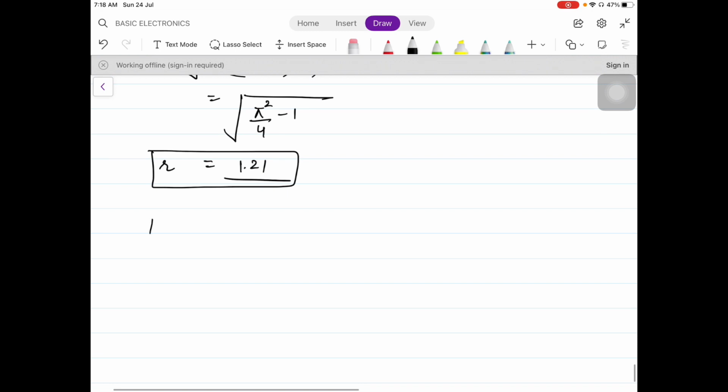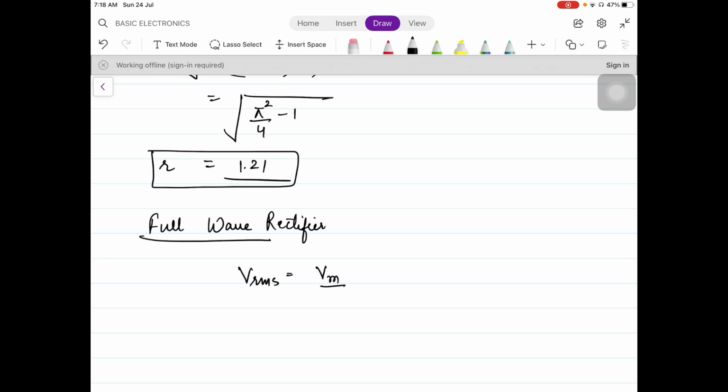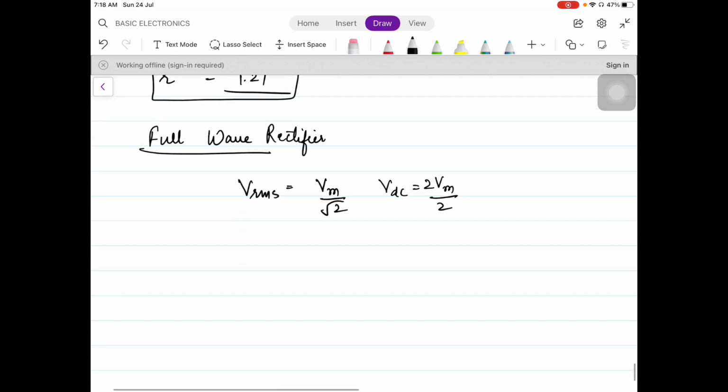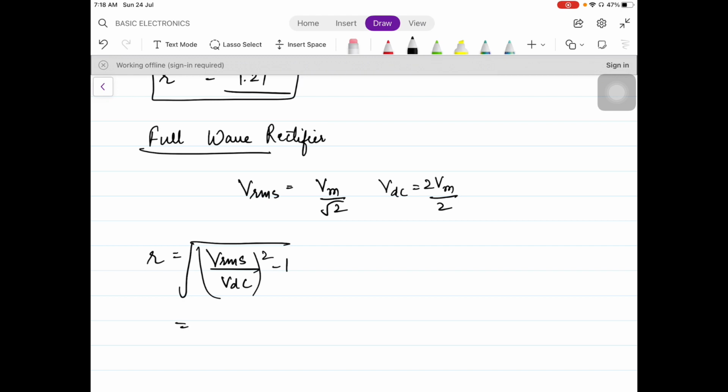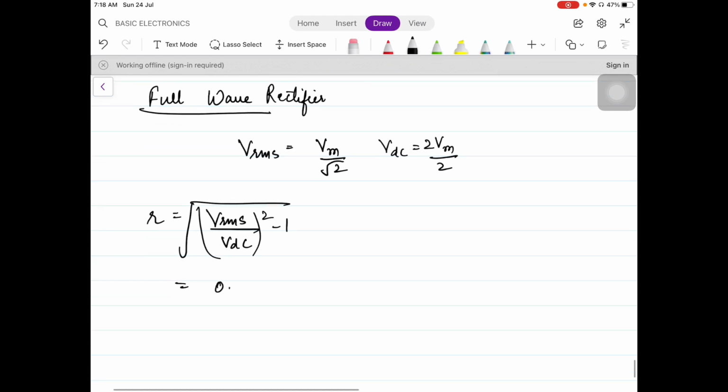Similarly, for full wave rectifier, using the same expression and putting the values of VRMS and VDC: VRMS for full wave will be Vm by root 2 and VDC is 2Vm by pi. Using the same expression of ripple factor, that is the square root of (VRMS upon VDC) whole square minus 1, you will get 0.48.